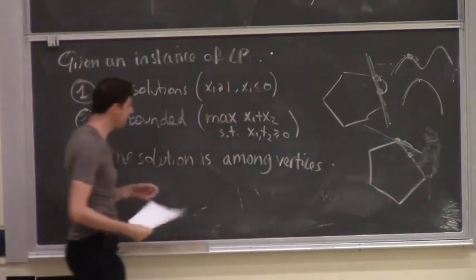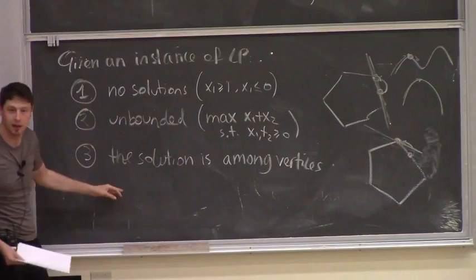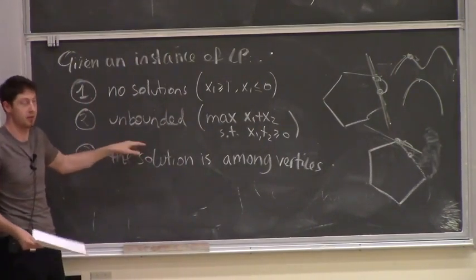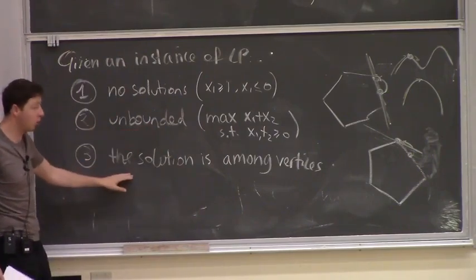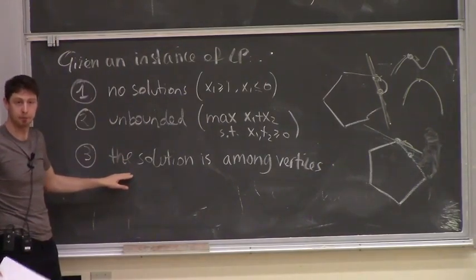So convexity tells us this kind of trichotomy. It says either no solutions, or there are too many solutions, you can keep going to infinity, or you must look among the vertices. Question?